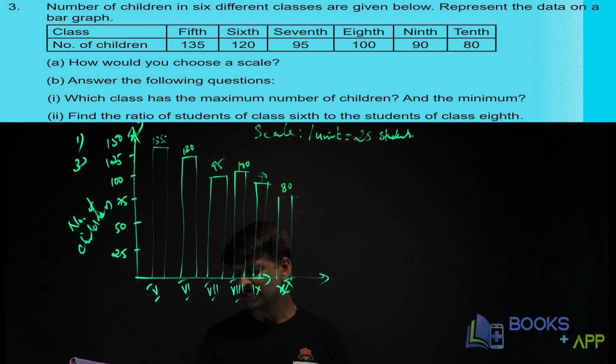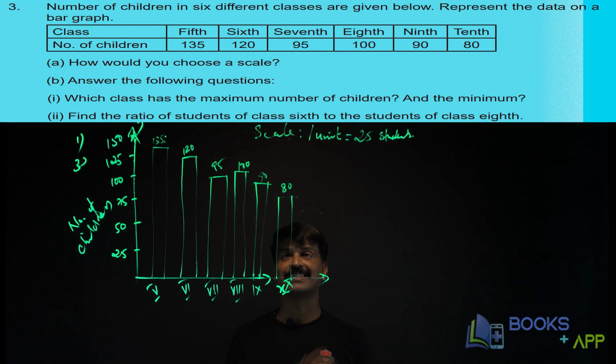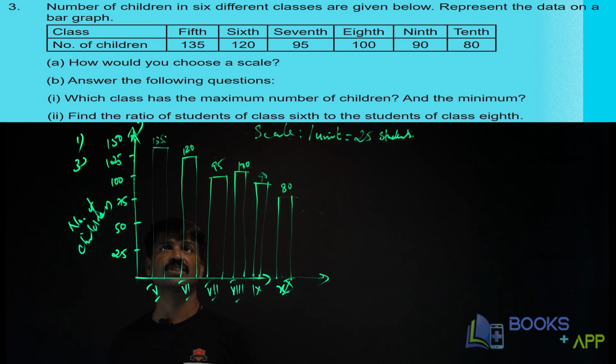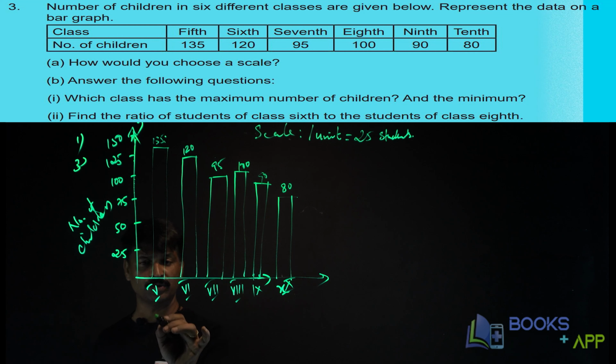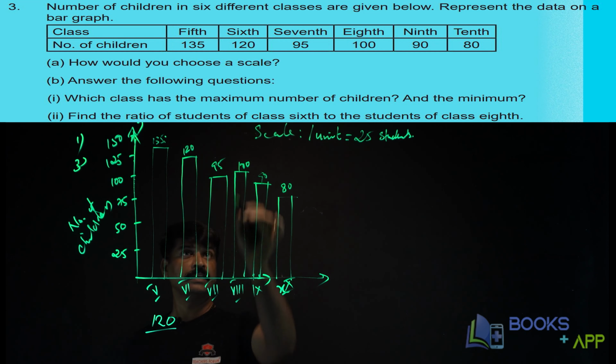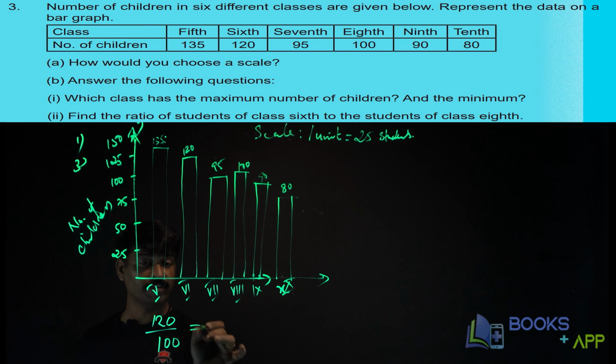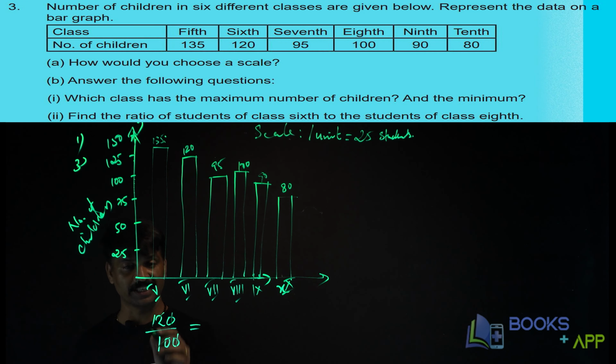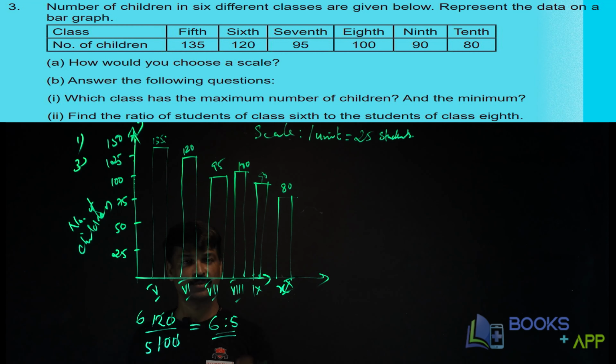Find the ratio of students of class 6th to students of class 8. What is the number of students in class 6? In class 6, we have 120 students. In class 8, we have, yes, 100 students. What's the question? You have to find the ratio. That is 120 by 100. The 0 gets cancelled. 12 by 10. 12 and 10 you can divide by 2, isn't it? So it becomes 6 and 5. So the ratio is 6 by 5. That is 6:5 is the ratio of students in class 6 to the students of class 8. That is 120 is to 100, that is 6 is to 5.